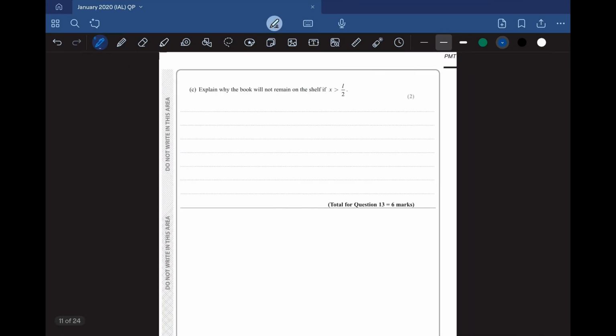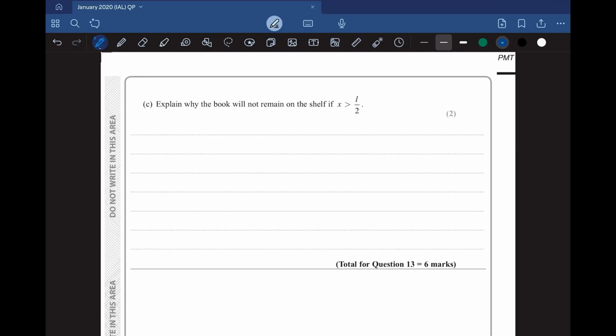Now the next part is also important because this is a question which they maybe ask in alternating years, because this is the most important and the most difficult moment question, though it is answerable, not that difficult actually. It says explain why the book will not remain on the shelf if x is greater than L by 2. Now let's draw it down right here.